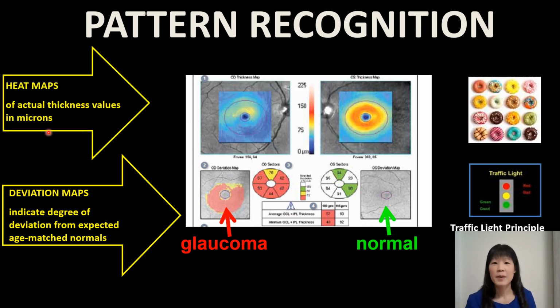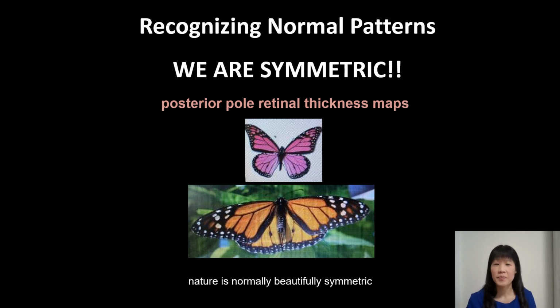So again, the bottom line: the pattern recognition normally is a donut pattern. Anything that doesn't look like a donut is probably glaucomatous. Also for pattern recognition in glaucoma, if you just look at the printout, just the gestalt, your printout should be symmetric because we're symmetric. I have a right hand, I have a left hand, they're symmetric. Butterflies, everything in nature is mostly symmetric.